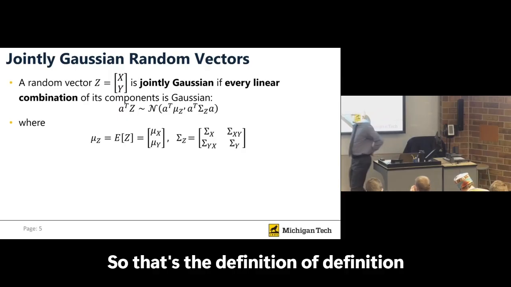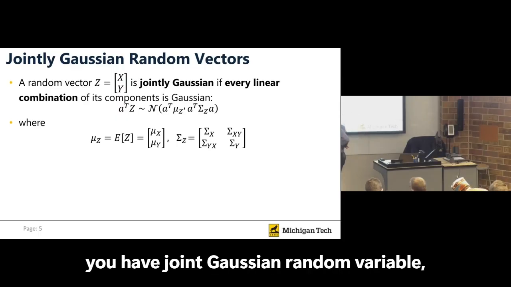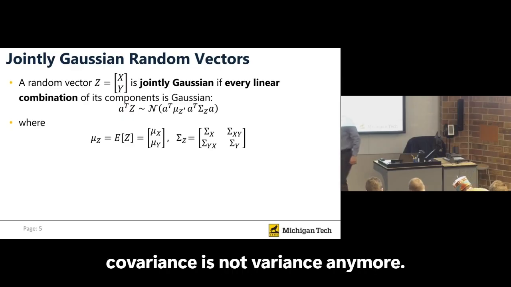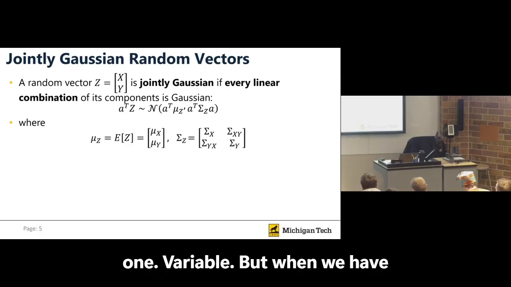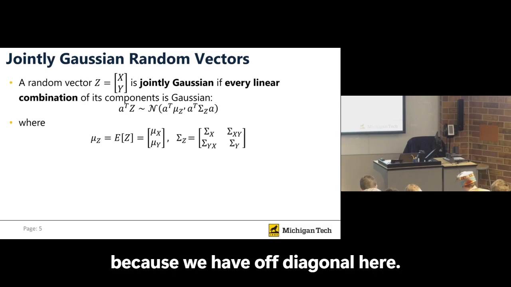So that's a definition of a joint Gaussian random variable. If you have a joint Gaussian random variable, the mean is the mean of x and y, and Sigma, or here we call it covariance. This is not variance anymore. Variance is when we have just one variable. But when we have multiple variables, we have covariance, because we have off diagonal terms here.